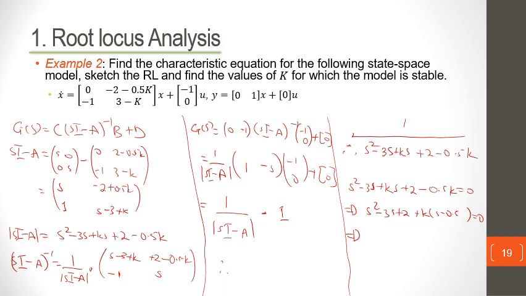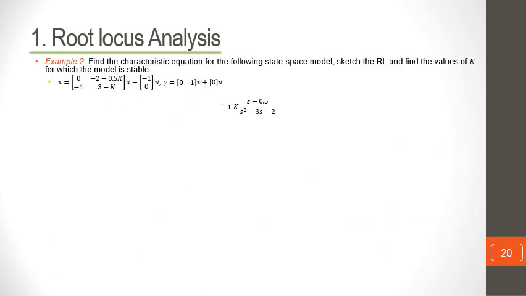which implies that we have, if we see this grouping here, we can divide both sides by S squared minus 3S plus 2, we get 1 plus K times S minus 0.5 all over S squared minus 3S plus 2 is equal to 0. So this becomes the equation that we are going to use to draw our root locus. So if we express this characteristic equation in this format, we can begin now to draw the root locus.